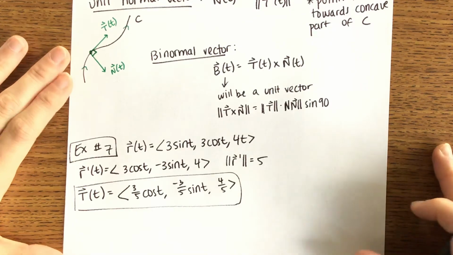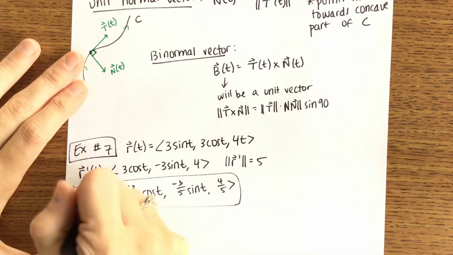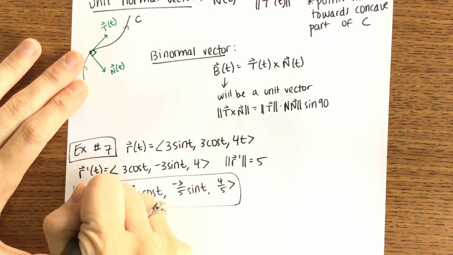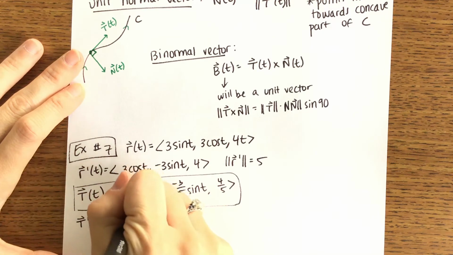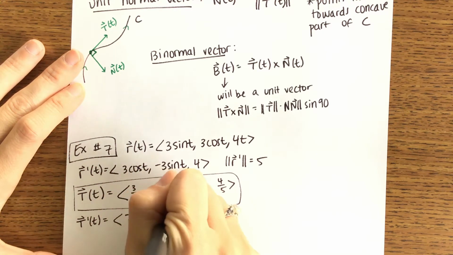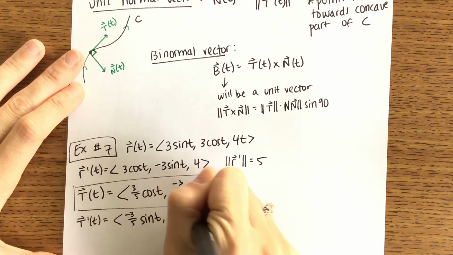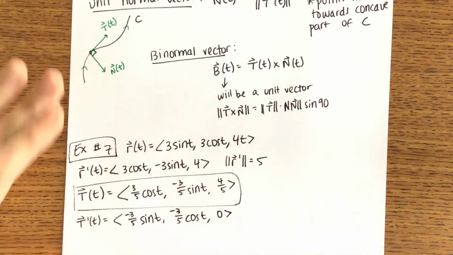So it'll be 3/5 cosine of t, negative 3/5 sine of t, and then 4/5. If I want to find the unit normal vector, then I'm going to have to take the derivative of the unit tangent vector. So this will be negative 3/5 sine of t, negative 3/5 cosine of t, and then 0.